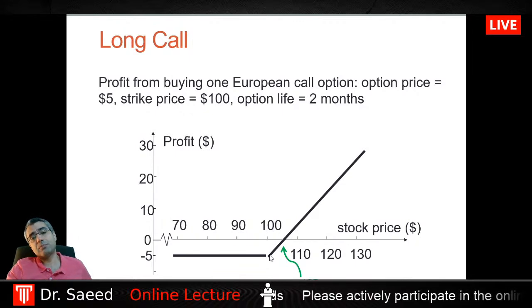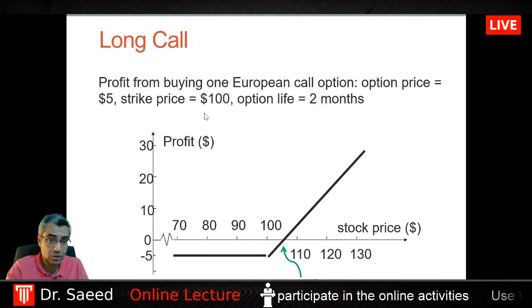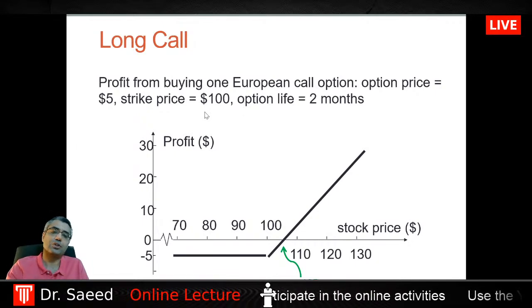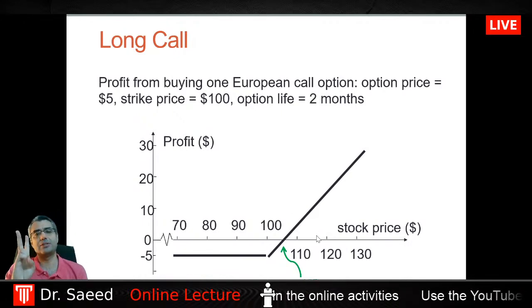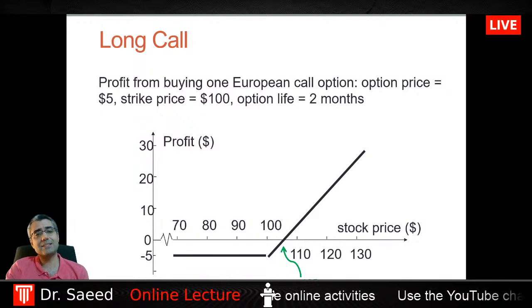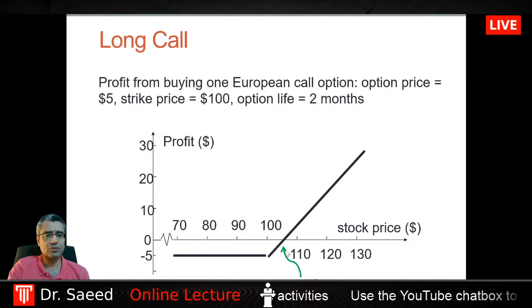But if the price in the market goes above $100, then you should exercise the contract, right? For example, if the market price is 120, you still can buy it at $100. This means that you buy it from the seller at $100, then you sell in the market at 120, means you make $20. $20 minus the $5 premium that you paid initially to buy this contract means $15 profit. So here we have $15 profit, right? This is profit against stock price. I forgot to tell you in the beginning.